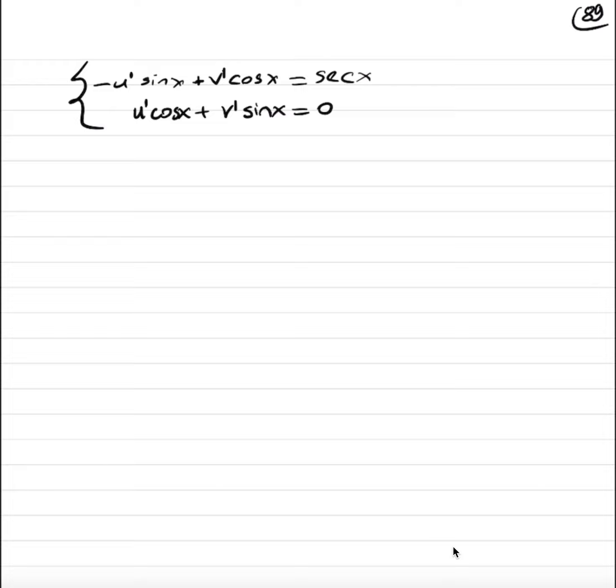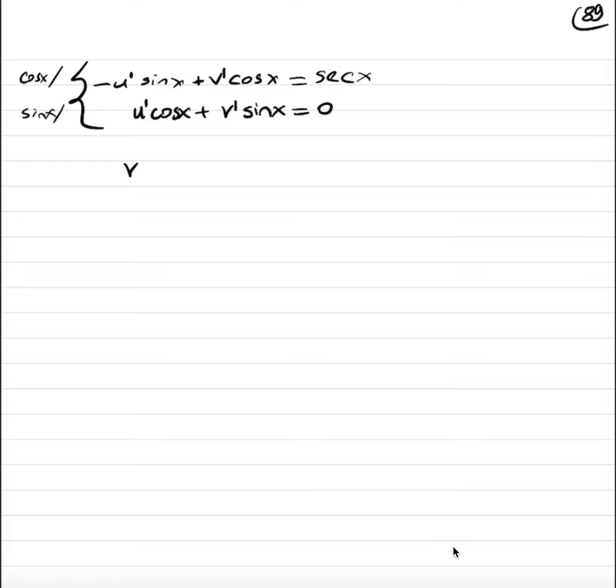Okay, what we can do is we will just multiply the first equation with cosine x and the second equation with sine x, and we will add these two equations, because then the first term will cancel, right? So when we multiply the first one with cosine x, we have minus u prime sine x times cosine x. And what about the second one? So we will have plus u prime cosine x sine x. So when we add, these two will cancel.